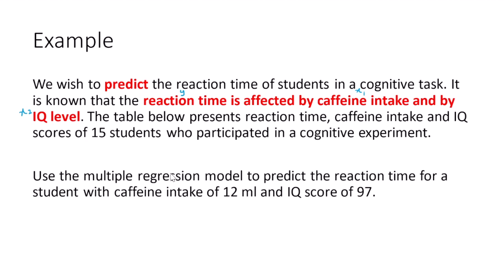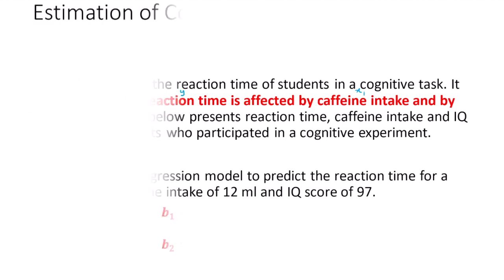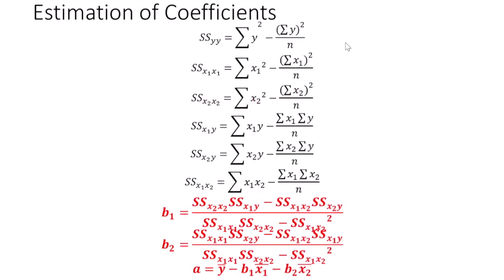So in order to calculate the multiple linear regression model, before we predict the reaction time, we would need a few values. If you still remember, we have two independent variables and one dependent variable. Our model will look like this: Y hat equals a plus b1 x1 plus b2 x2.